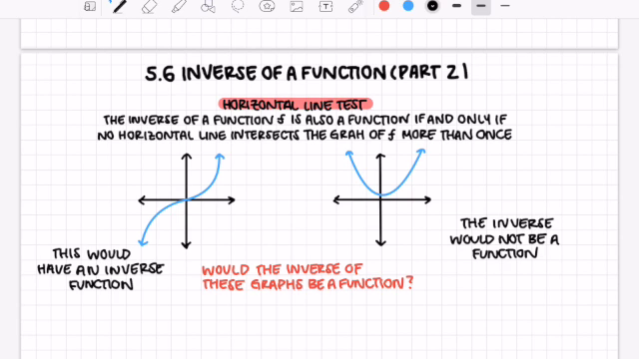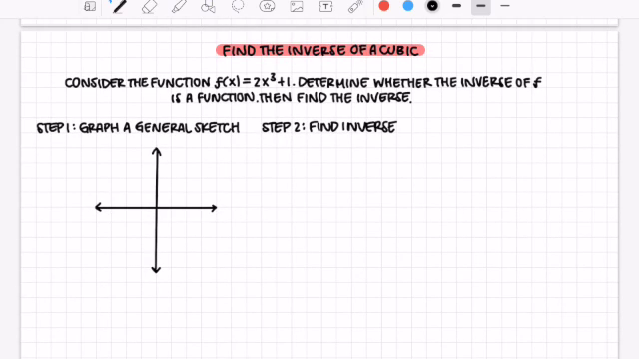Okay. So let's say that we're asked to find the inverse of a cube. Let's say we're asked here to consider the function f of x equaling 2x to the power 3 plus 1. And we're asked to determine whether the inverse of f is a function. If that's the case, then we want to find the inverse as well. So I'm not going to draw an actual graph of f of x equaling 2x to the power 3 plus 1, but I do want to draw a general sketch of it, just to see what it would look like.